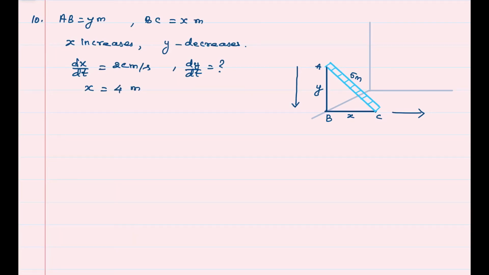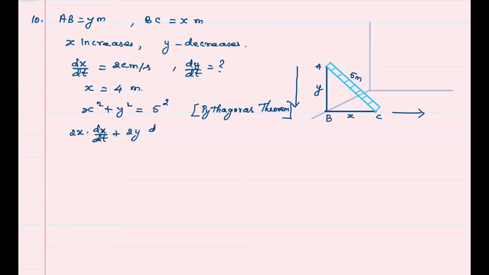X is 4 meters. We need a relation between the variables x and y. So we are going to use Pythagoras theorem. x square plus y square is equal to 5 square. Now let us differentiate both sides with respect to t. 2x times dx by dt plus 2y times dy by dt is equal to 0, since 25 is a constant and its derivative is 0. We can divide throughout by 2. We have to substitute the given values.